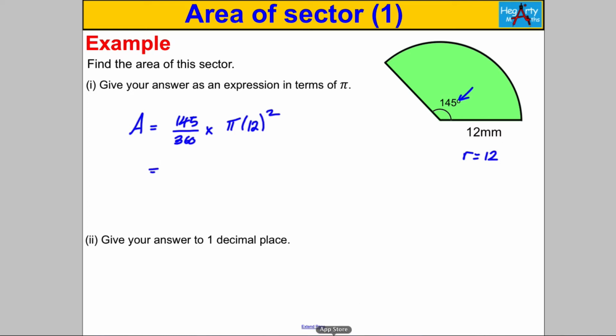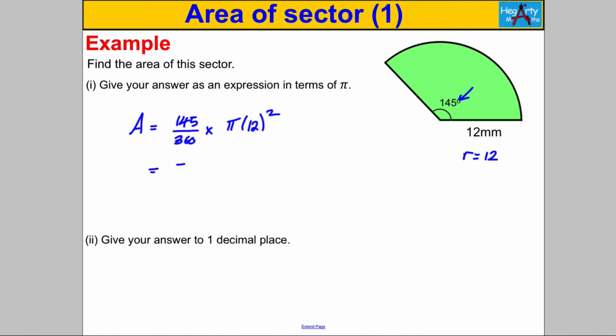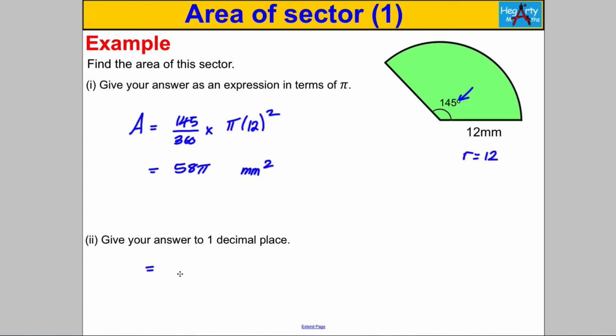We'll tap that in the calculator, and when we do that we get 58 pi. 58 pi in terms of pi, and the lengths are in millimeters, so the area is going to be millimeters squared, and we're done. If we want to decimalize that, just press the SD button, 182.21.